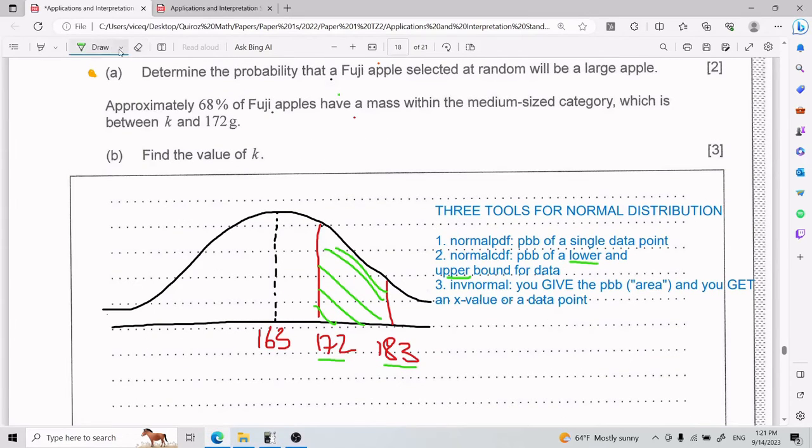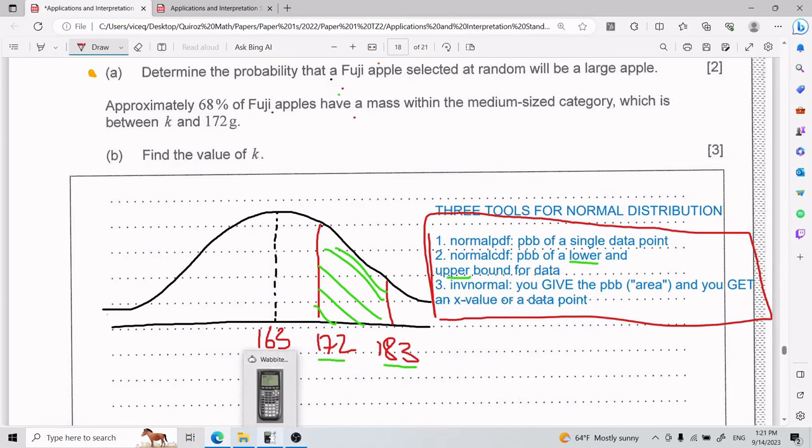Again, memorizing what I just showed you, you can do that, see? But it's more important that on the day of the test, cierto? you understand that you have a couple tools, all right? So one of the tools is for a single data point. One of the tools is for a bound thing, like lower and upper. And one of the tools is when you give the probability and get a value back. See? The day of the test, you're going to know you have these tools.